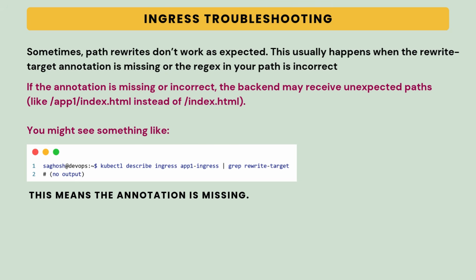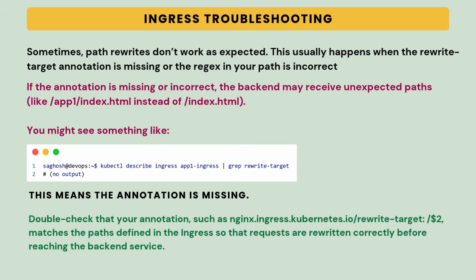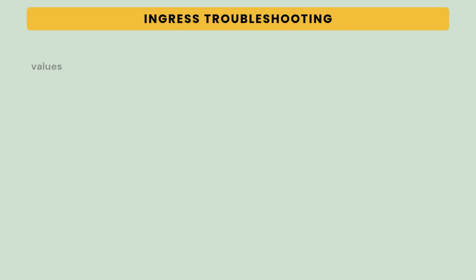This usually happens when the rewrite-target annotation is missing or the regex in your path is incorrect. Double check that your annotations, such as this path, match the path defined in the Ingress so that the requests are rewritten correctly before reaching the backend service.